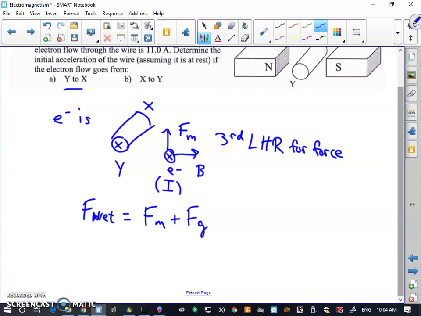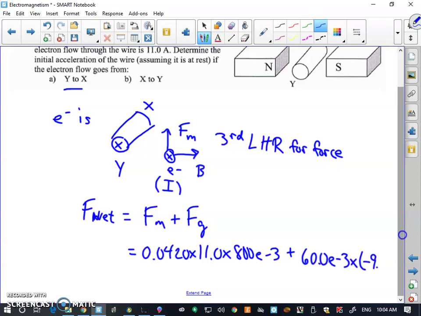Let's do the calculation right here. So I've got Fm is going to be L perpendicular times I times B. And so let's go ahead and put in our values there. So 4.2 centimeters times I, which is 11 amps, times 800 e negative 3. Then we're going to add to that the mass of it, which is 60 grams. Convert it to kilograms, and then we're going to need to multiply by negative 9.81.